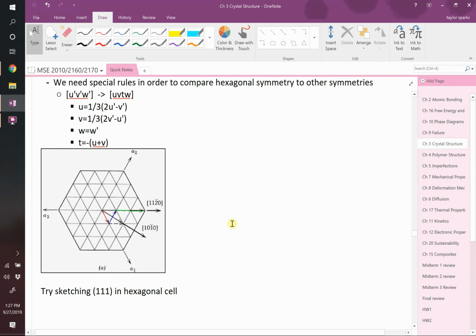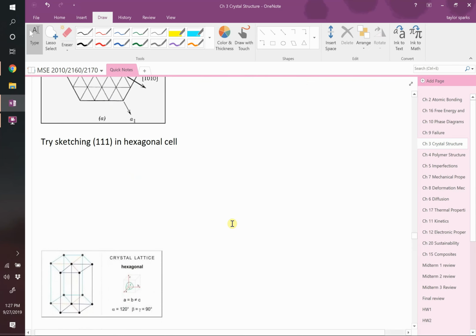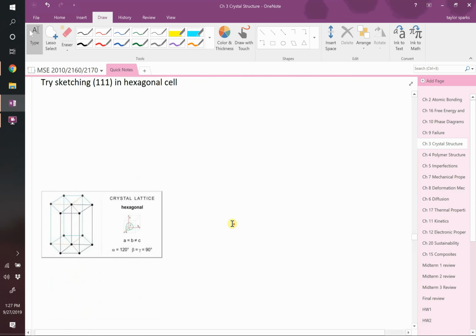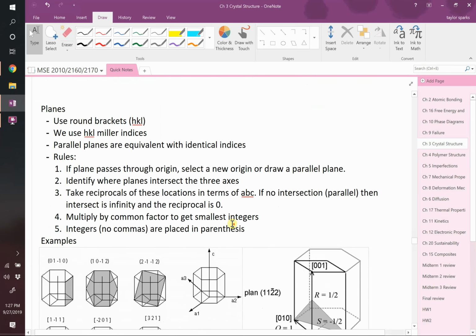It's in the book. It's not that hard. I just don't want to teach it right now, so we're not going to. I won't test you on it. I'll drop the homework problem. Okay? More importantly, we need to talk about planes.